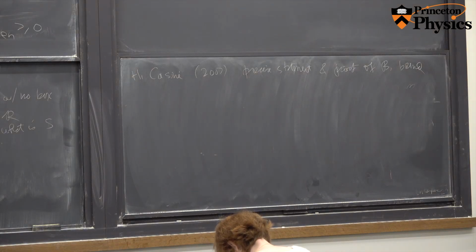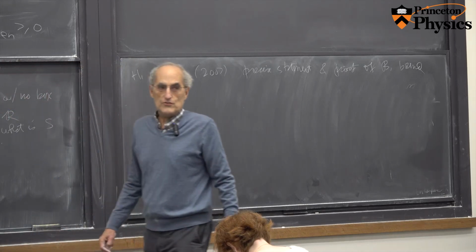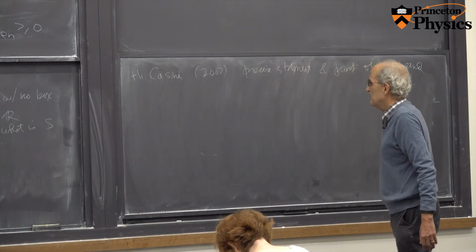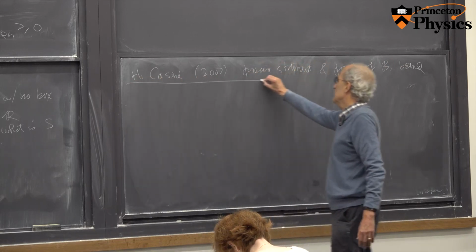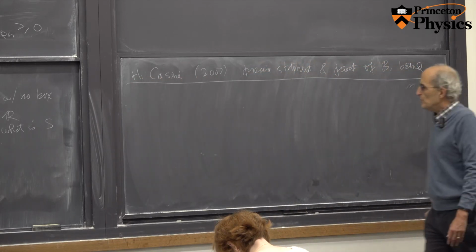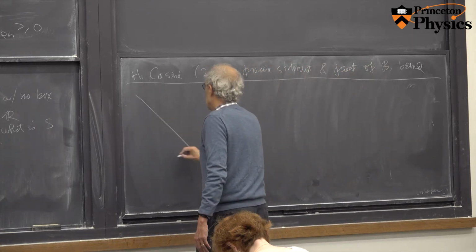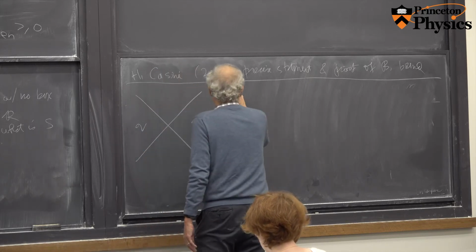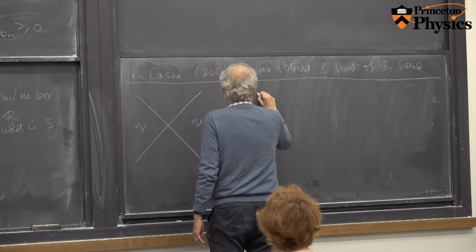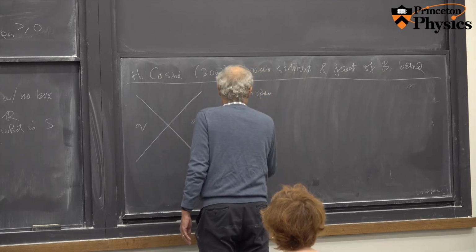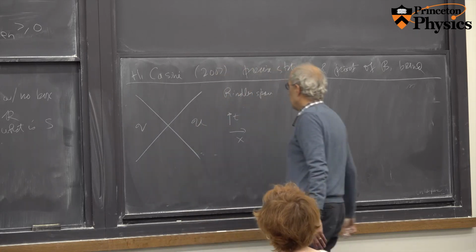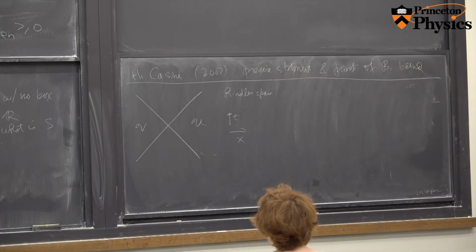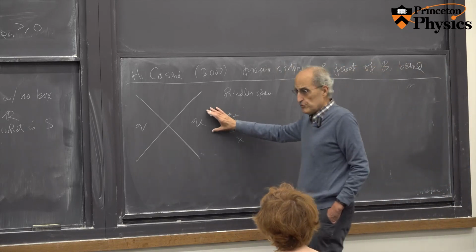Any questions on what I've said? No questions? So what did Cassini do? He looked at Rindler space. So time goes up, x goes to the right. He considers observations of an observer limited to the right Rindler wedge.